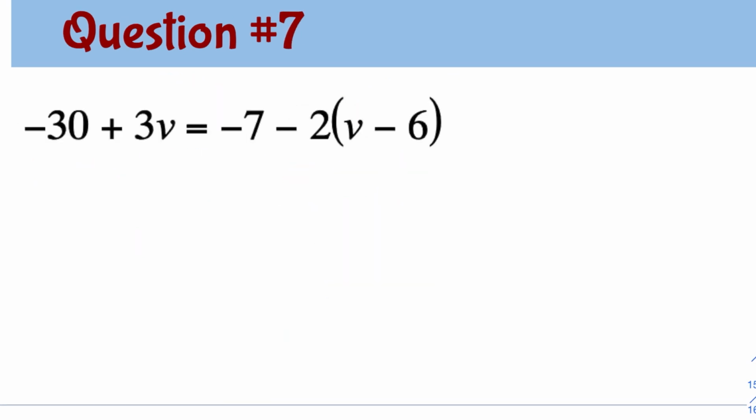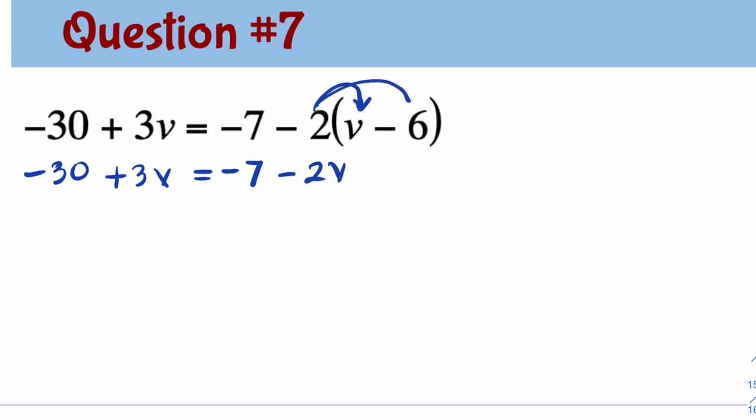Question number 7. Negative 30 plus 3v is equal to negative 7 minus 2 times the quantity v minus 6. We can no longer simplify the left side of the equation, so we just copy negative 30 plus 3v. For the right side, we need to copy first negative 7 and then distribute the negative 2, so we have negative 2v. Negative 2 times negative 6, that is 12. We can simplify the right side of the equation. So this is negative 7 and the 12, that's 5. So we have 5 minus 2v.